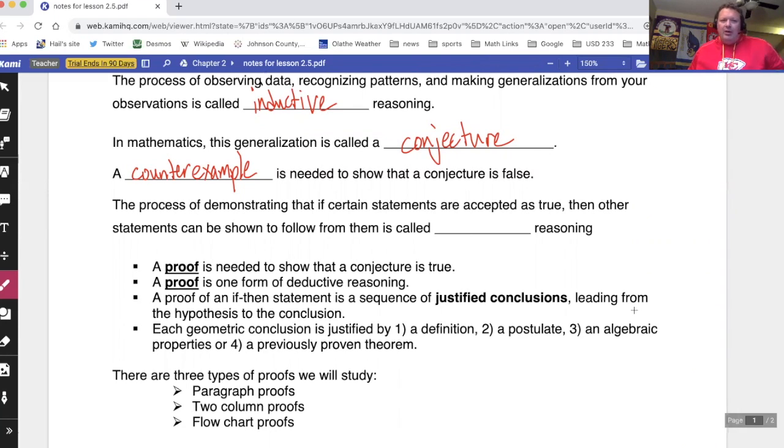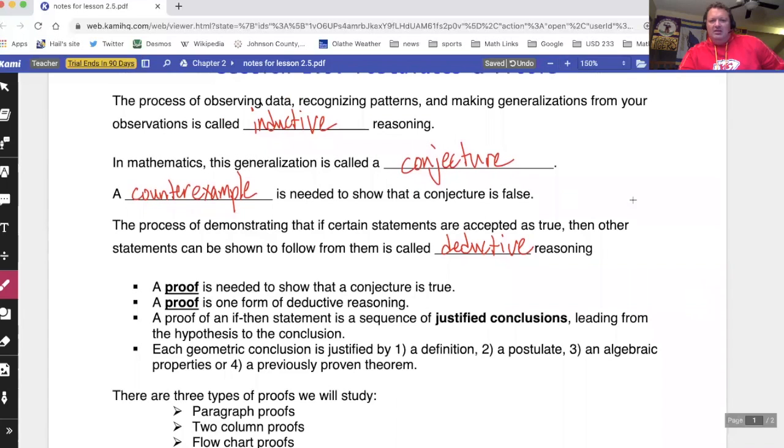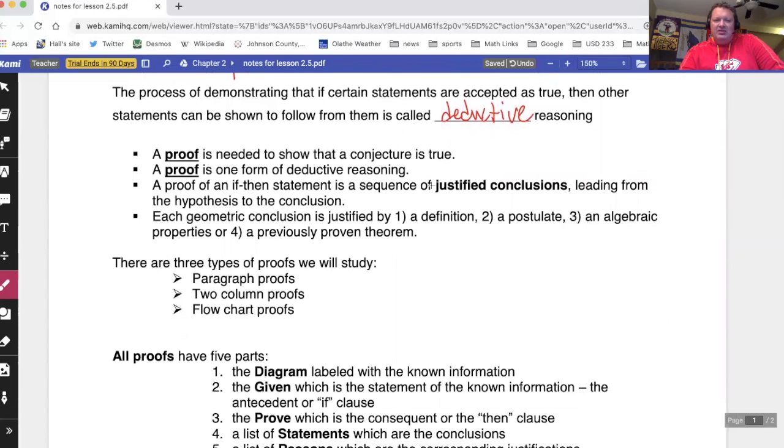The process of demonstrating that if certain statements are accepted true, then other statements can be shown to follow from them, is the other type of reasoning we talked about, which is deductive reasoning. Again, those are both repeats from our 2.1 and 2.2 notes. Really all this is terminology. A little more terminology, not a lot for us to write down, but just some explanations here.